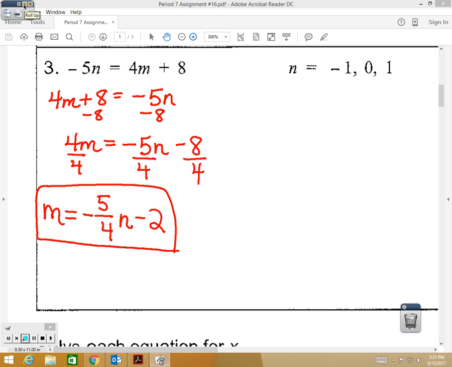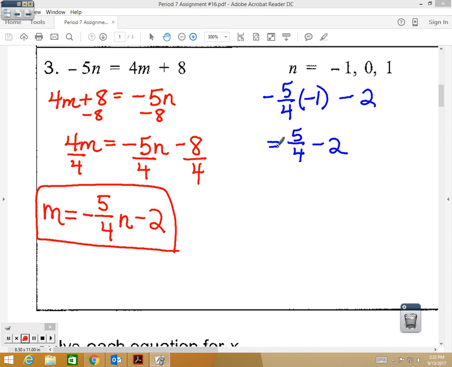Alright, so I want to figure out what is m if n is negative 1. So I'm going to go over here and I'm going to say negative 5 over 4 times negative 1 minus 2. So again, I'm just substituting in for the letter n. Okay? So negative times a negative is a positive, and I know that 5/4 times 1 is 5/4. So I get 5/4 minus 2.